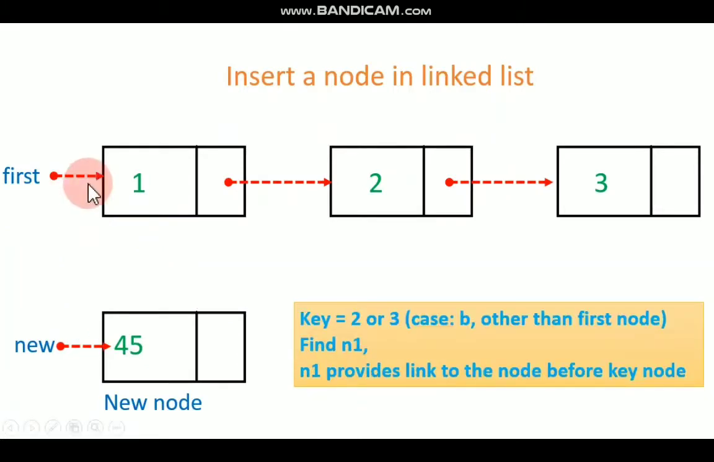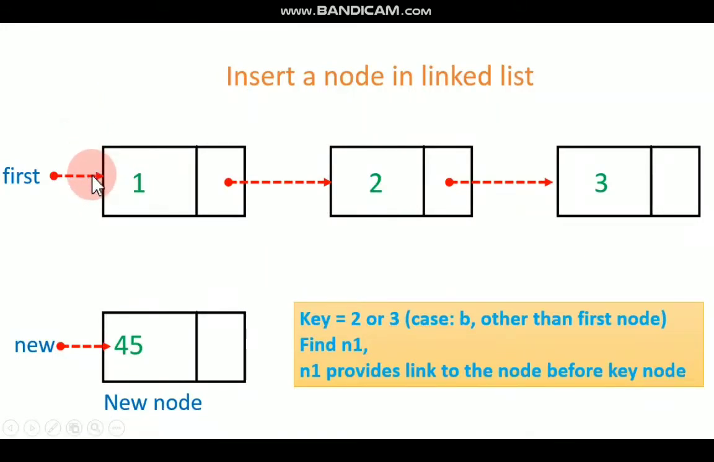Let us go to case B, where your key is not 1, meaning you do not want to insert a node in the beginning but somewhere in between the linked list. Our key indicates that if my key value is 2, then I want to insert a node before 2. So we need to find n1, a pointer. N1 provides a link to the node before the key node. So if I want to insert a node before this 2, I want n1 here, one node before the key node.